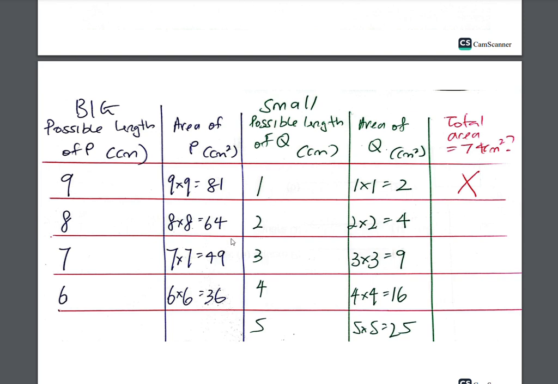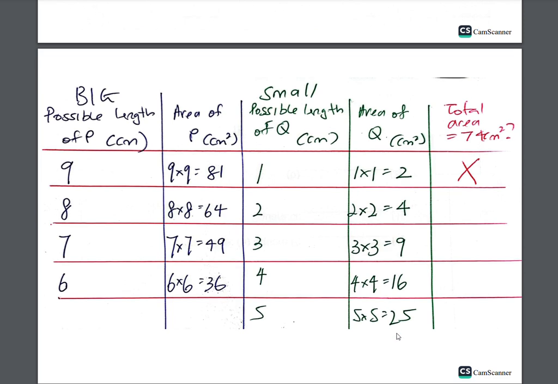And I find the area. You notice 8 times 8 is 64, 7 times 7 is 49, 6 times 6 is 36. Here 1 times 1 is 2, 2 times 2 is, oh no, silly mistake. It's not 2. You see, careless mistake. If I have no working, I can't check. 1 times 1 should be 1. Silly me. 2 times 2 is 4, 3 times 3 is 9, 4 times 4 is 16, 5 times 5 is 25. Then I check.